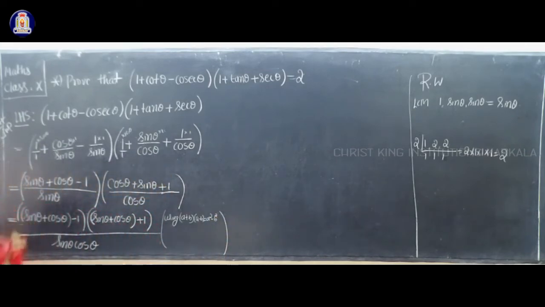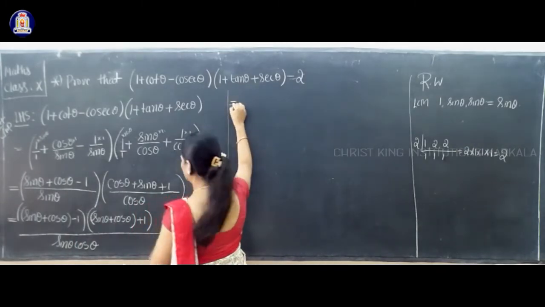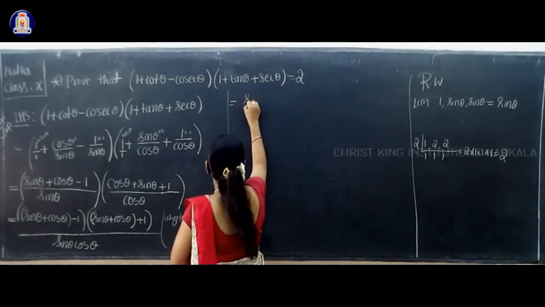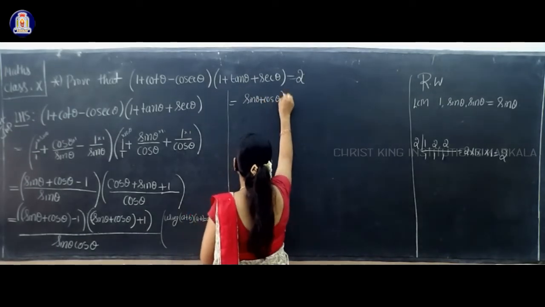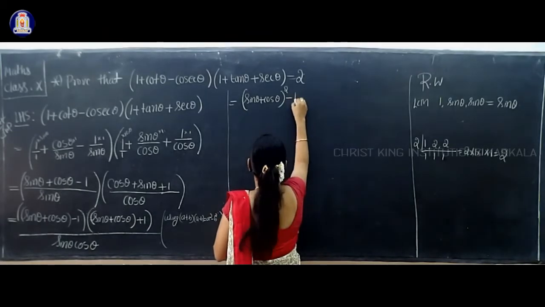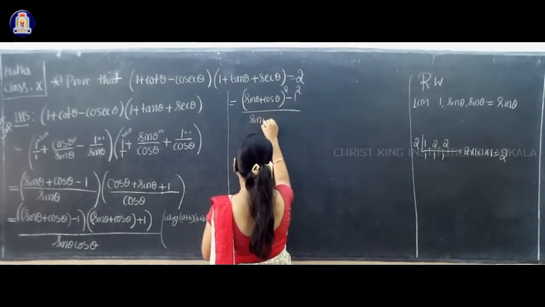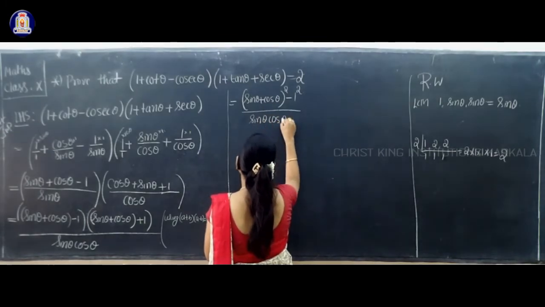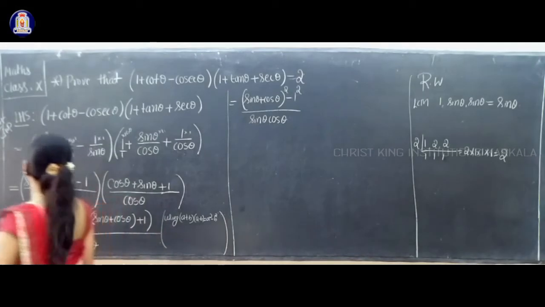So now for this apply. So what we'll get here? It is equal to what? Sin theta plus cos theta whole square, a square minus b square is 1 square, divided by sin theta into cos theta. Understood this? Again I will repeat here.